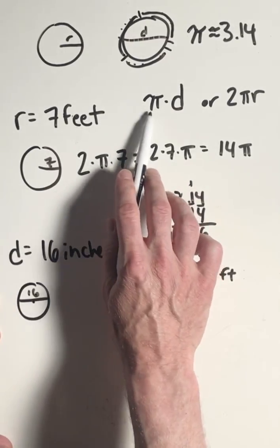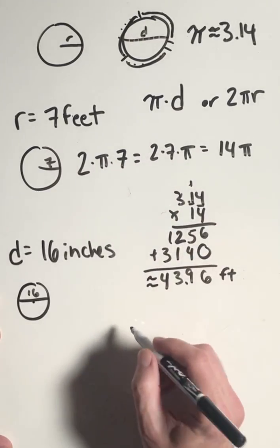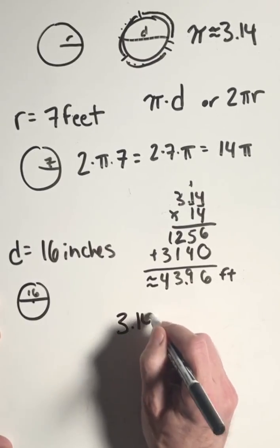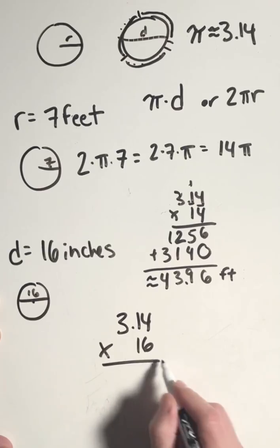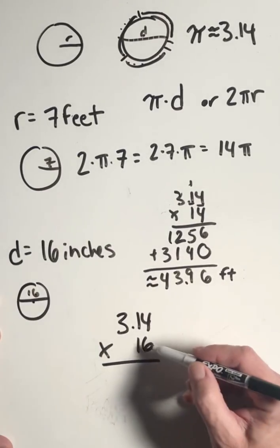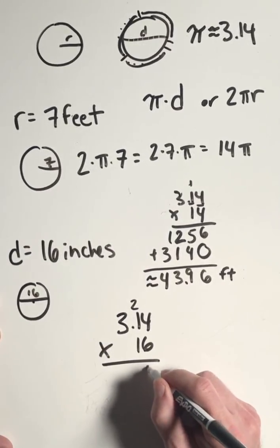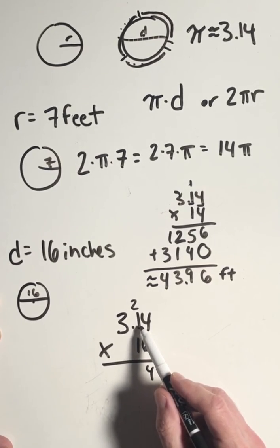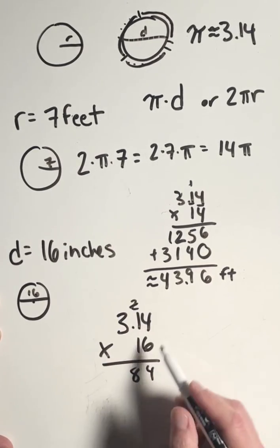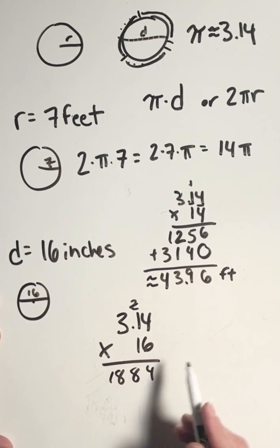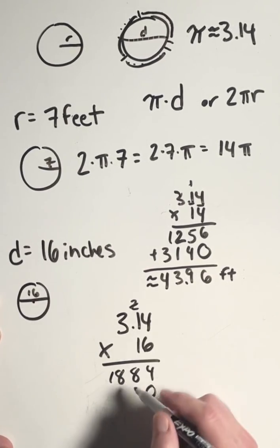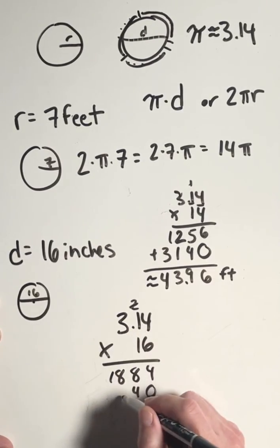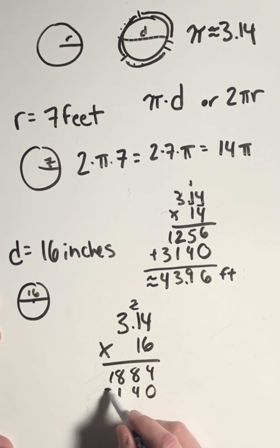We can use just pi times the diameter in that case. So we'll put pi on the top because it is the longer number. And now we'll just multiply as normal. 6 times 4 is 24. 6 times 1 is 6, plus 2 is 8. And 6 times 3 is 18. I move over to the next place. I put a 0 down. 1 times 4 is 4. 1 times 1 is 1. 1 times 3 is 3.